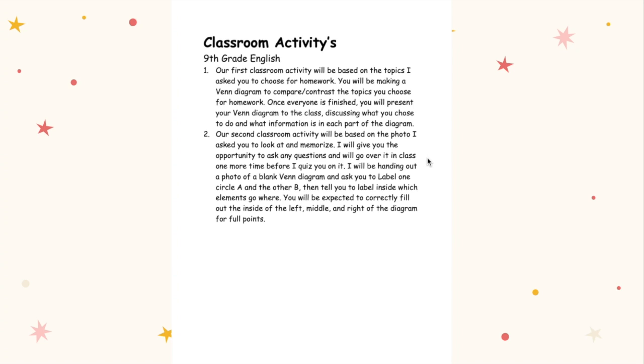And then our second classroom activity will be based on the photo I asked you to look at and memorize. I will give you the opportunity to ask any questions as always, and I will go over it in class one more time before I quiz you on it. I will be handing out a photo of a blank Venn diagram and ask you to label one circle A and the other circle B. So you'll have the two circles labeled A and B. And then I want you to label inside which elements go where. So remember, we saw elements A only in the left circle, elements B only in the right, and then elements A and B in the middle.